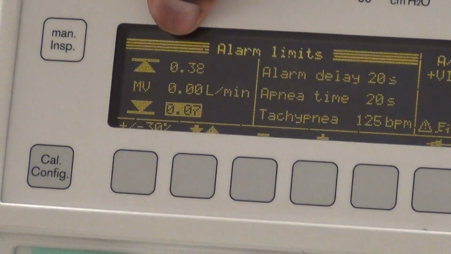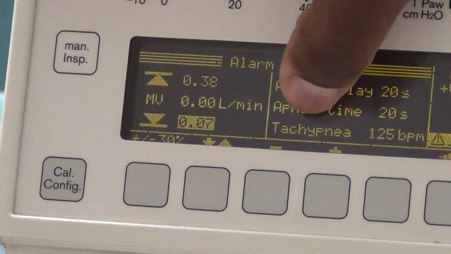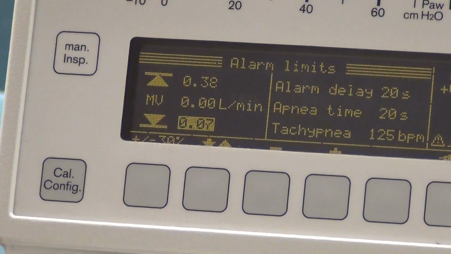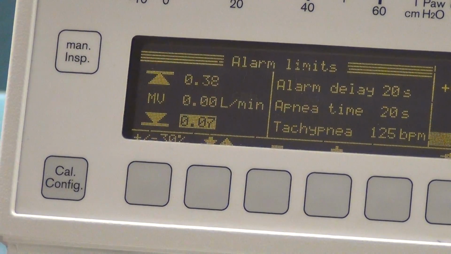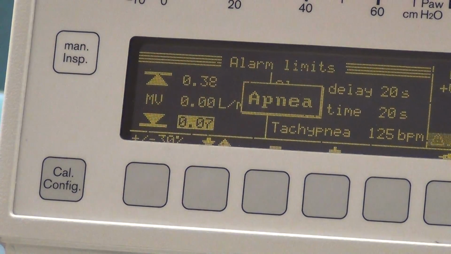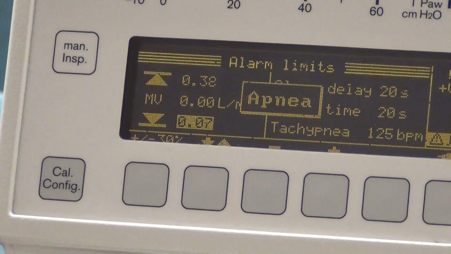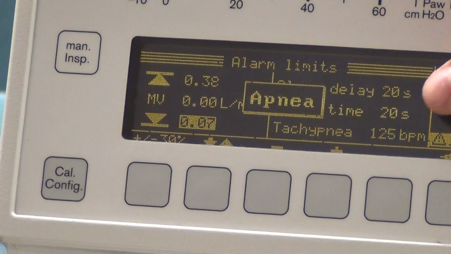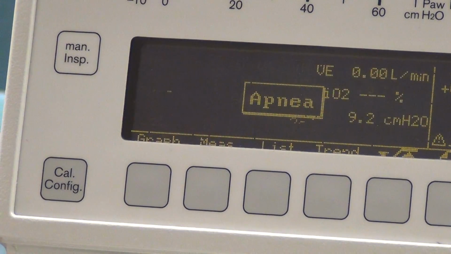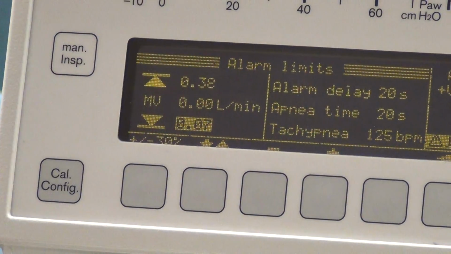You'll notice that we have a high minute ventilation alarm, a low minute ventilation alarm, and a high respiratory rate alarm. Those are the only 3 alarm settings that we have here. The primary ones that you set would be your high and low minute ventilation alarms. With the tachypnea alarm, babies are very dynamic. Their respiratory rates constantly go up and down. So this would become more of a nuisance alarm if you were to set it and have to make adjustments often.